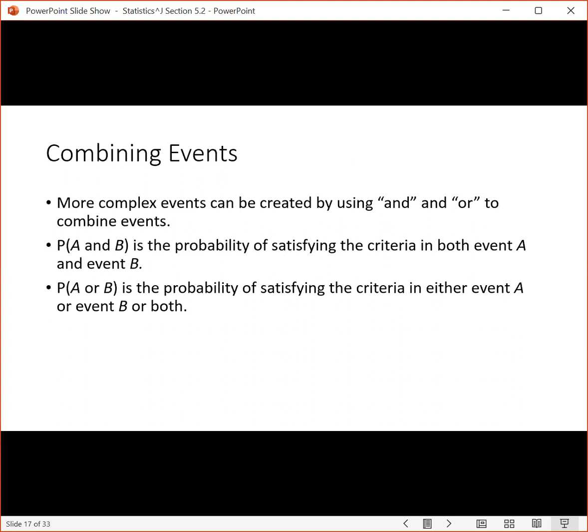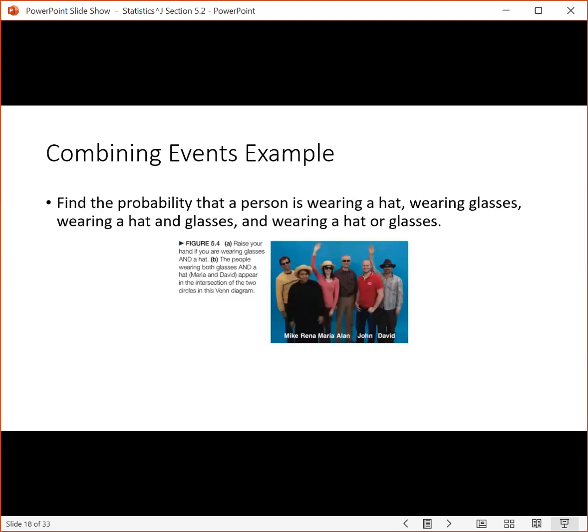More complex events can be created by using and or to combine events. The probability of A and B is the probability of satisfying the criteria in both event A and event B. The probability of A or B is the probability of satisfying the criteria in either event A or event B or both. So let's look at an example.